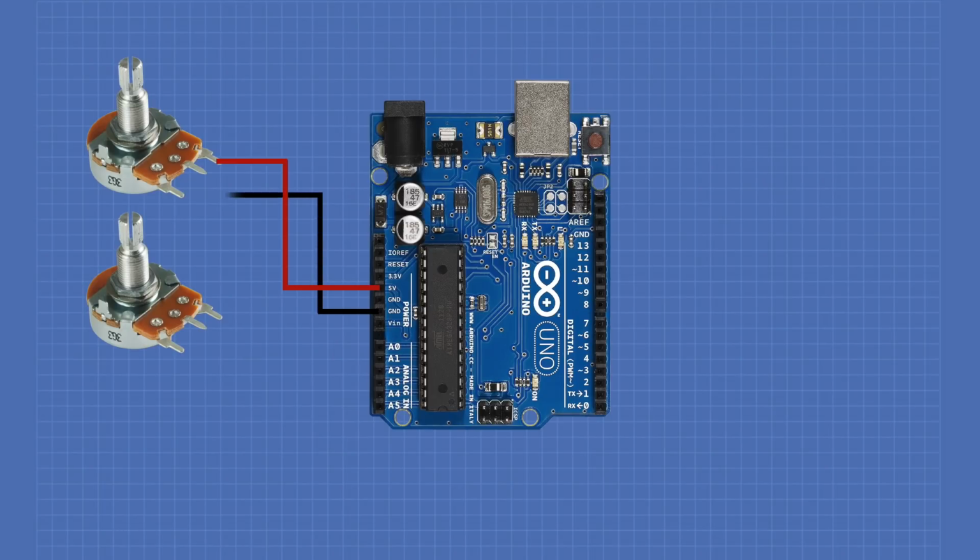The other end of the potentiometer is tied to ground, and then I've taken the wiper from the pot and tied it to analog input A0. Now, at the second potentiometer, I've taken again 5 volts and tied it to one side and ground to the other side, and I've taken its wiper and tied it to analog pin A1.